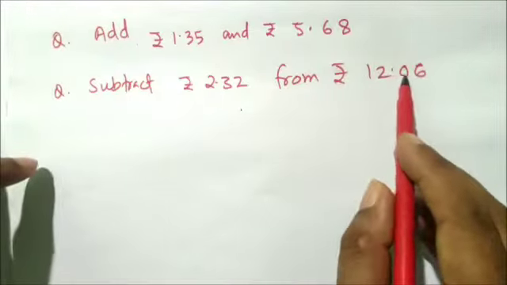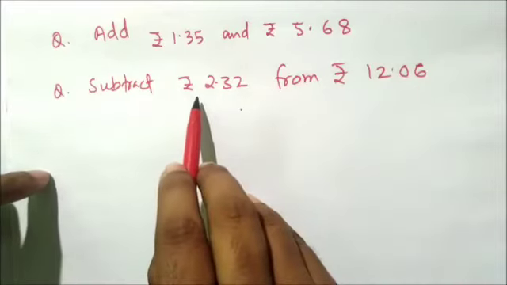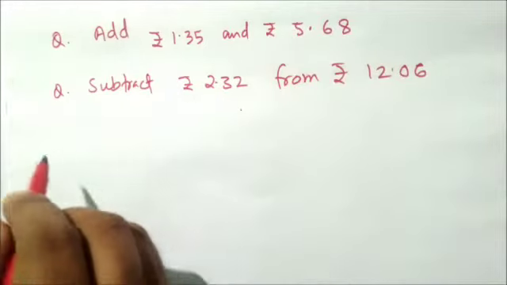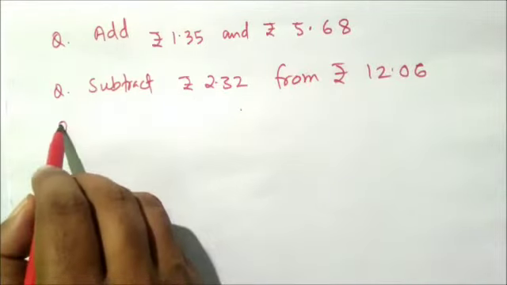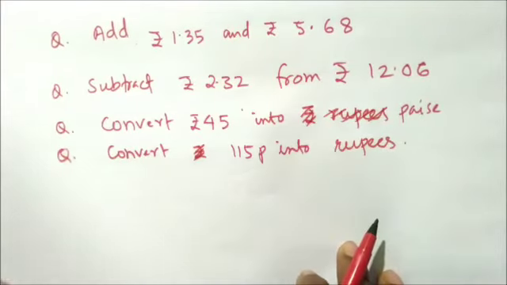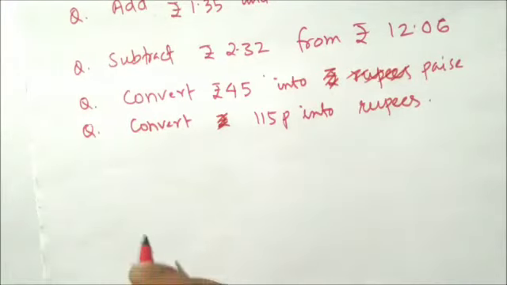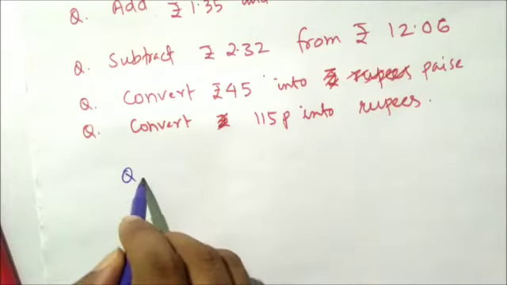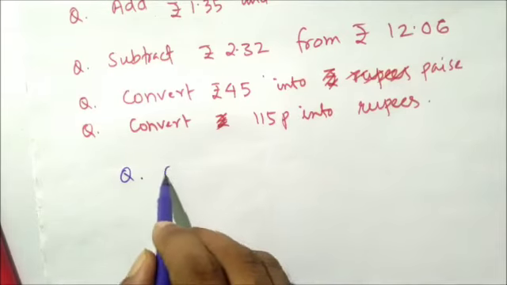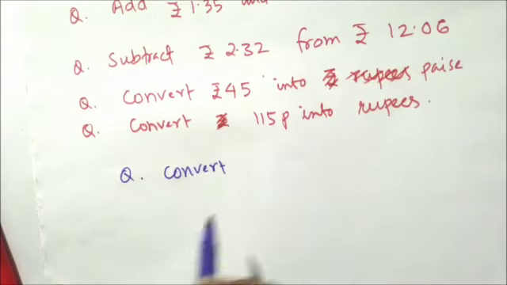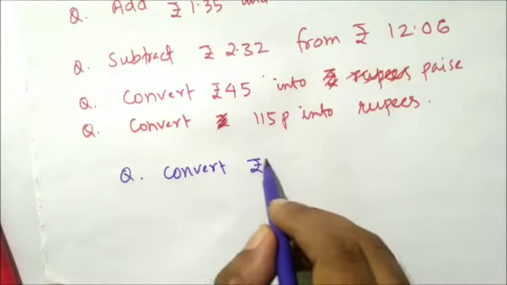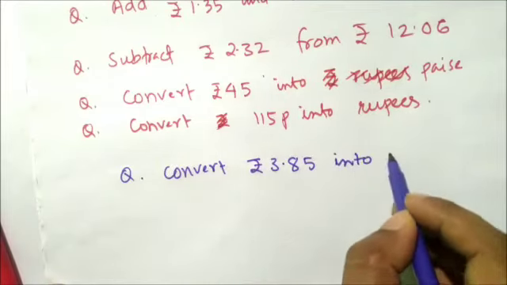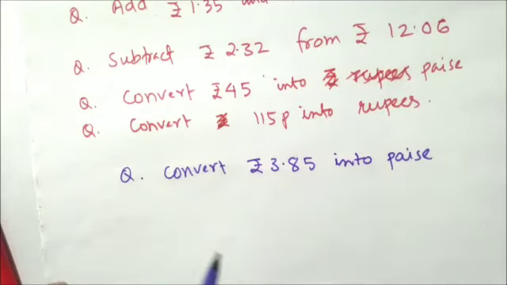Rupees 12.06, from the rupees 12.06 you need to subtract this one. You will write it first, after that minus this one. Don't be confused. One more question, but here I would like to add one thing. You may get a different type of question. Say you have to convert rupees 3.85 into paisa. This type of question you may also get.